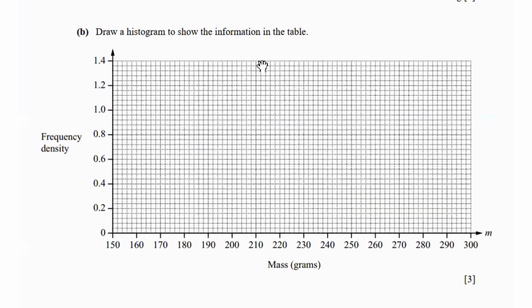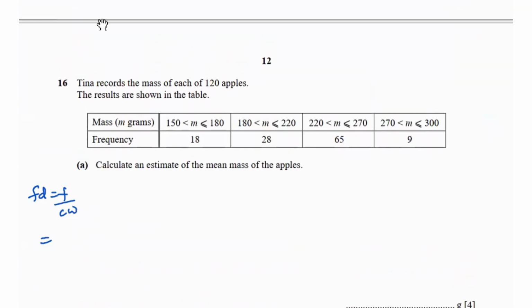Then it says draw a histogram to show the information in the table. So for the histogram, as you can see, we need the frequency density, not the frequency. So frequency density is basically frequency over class width. So for the class width, we need to find the difference of the intervals. So for the first case, 180 minus 150 is 30. So 30 is the denominator and the numerator is 18.